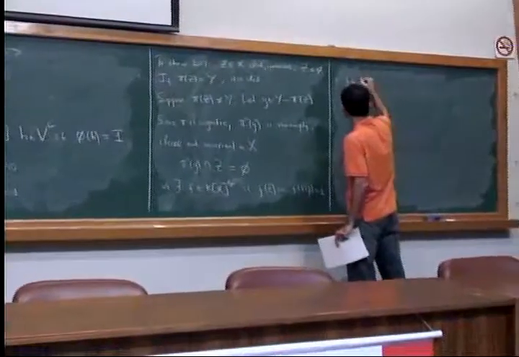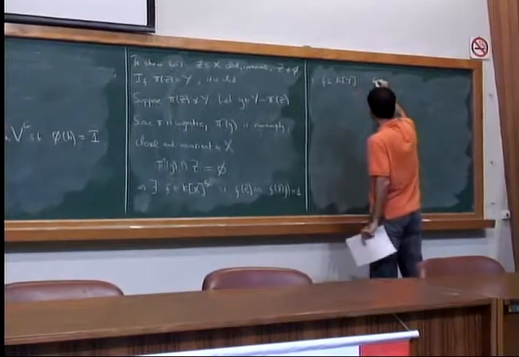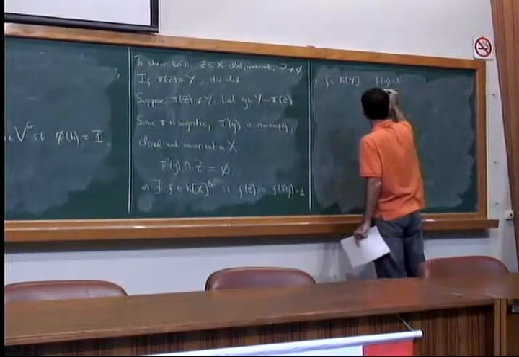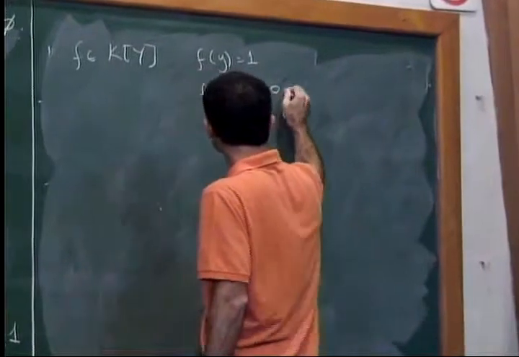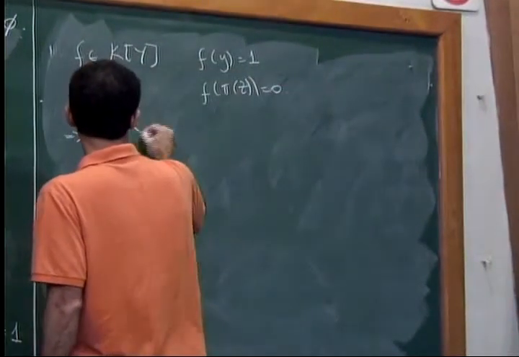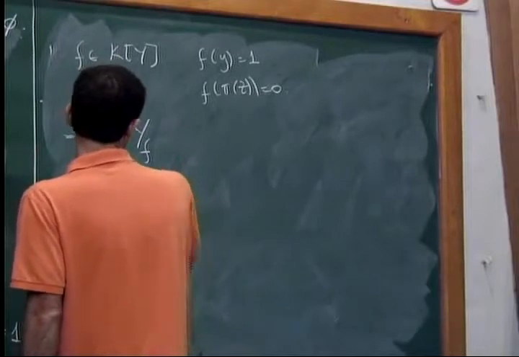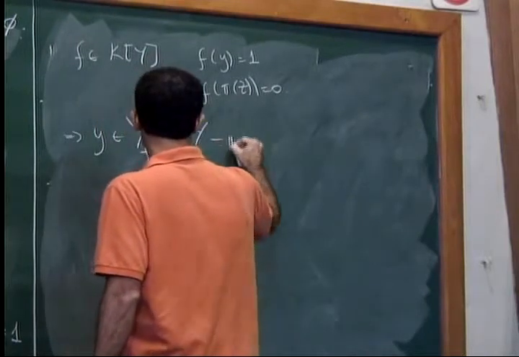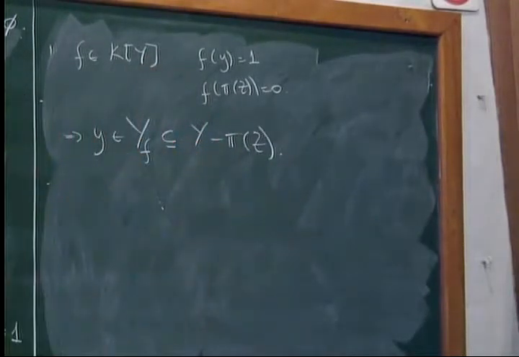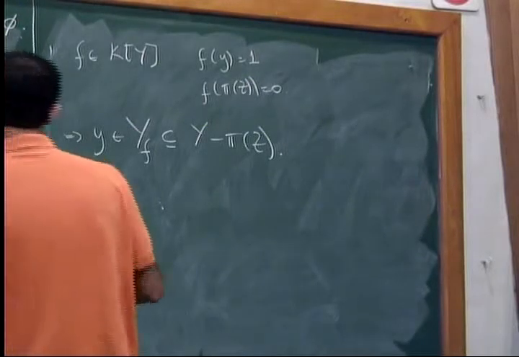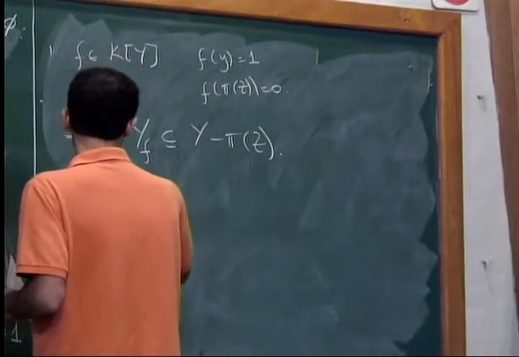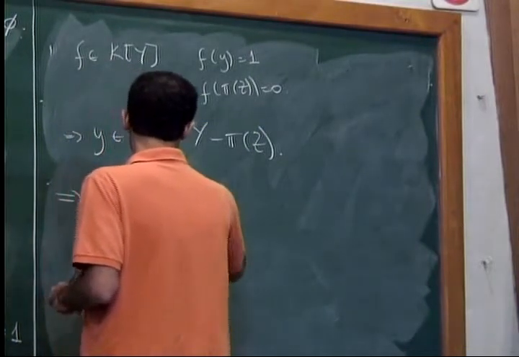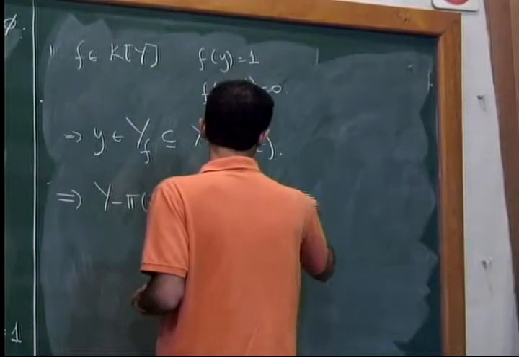So f is a function of y. And we have that f of y is 1, and f of pi of z is 0. And that means that y belongs to the principal open subset, y_f, and everything on this principal open subset is in the complement, because f is 0 on pi of z. Okay, so that's the proof. Right, so that essentially shows that this is open, and then that pi of z is closed.